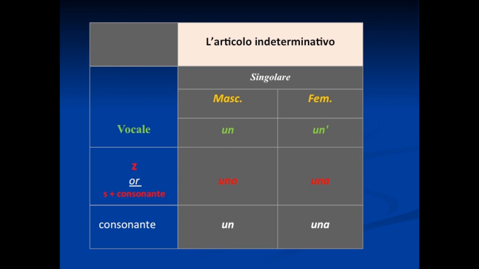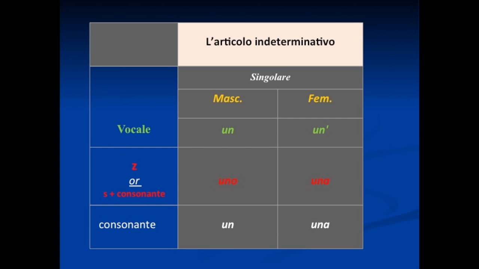If the noun begins with a vowel and it's masculine, we use un. If it's feminine, we use un apostrofo, or un with an apostrophe. Next, if it begins with a zeta, oppure S più una consonante, so a Z or an S plus a consonant, as in the word studente or schermo, we would use uno for masculine singular. For femminile, as in studentessa, or the word zucca, we'd use una.